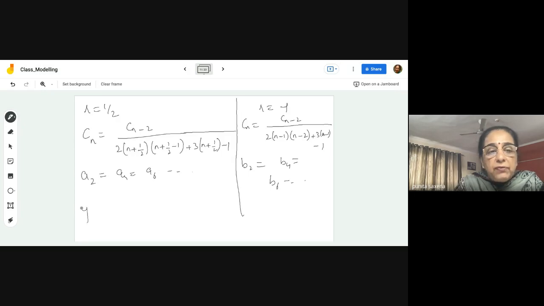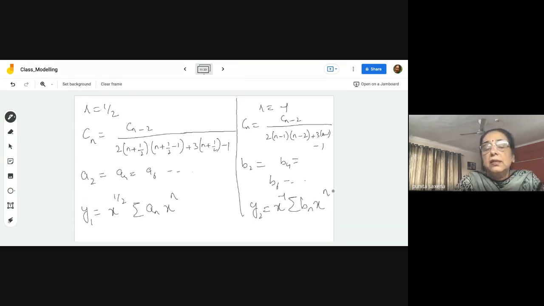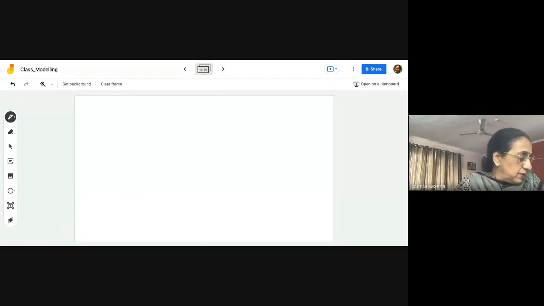So now you will have your Y1 as x to the power half summation An x^n, and your Y2 will be x to the power minus 1 summation Bn x^n. Is this clear? Will you be able to do it? Just find two terms. I mean, they'll be okay. Just find A2, A4, find B2, B4, and then let us see how the series behaves. How does Y1 behave?